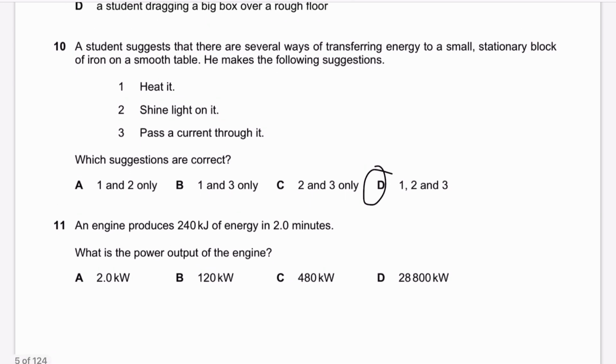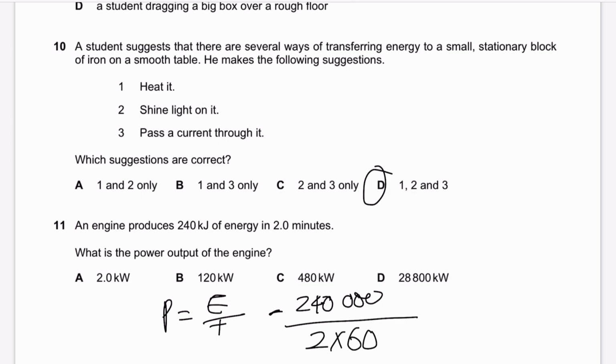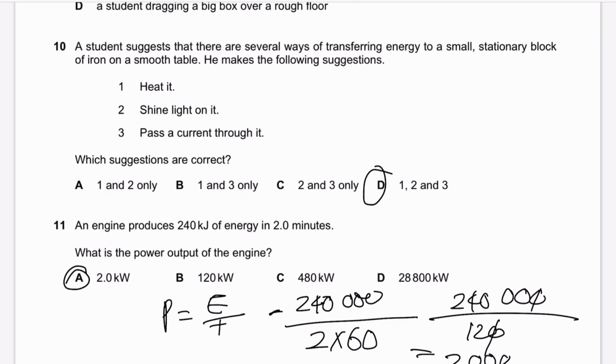Number 11. An engine produces 240 kilojoules of energy in 2 minutes. What is the power output of the engine? Power is equals to energy upon time, or the rate of change of energy. To get our energy, we have 240 kilojoules, which is 240,000 joules. And the time we have is 2 minutes, which is 2 into 60 because we need seconds. So it's going to be 240,000 upon 120. So number 11, the answer is 2,000 watts, 2 kilowatts.